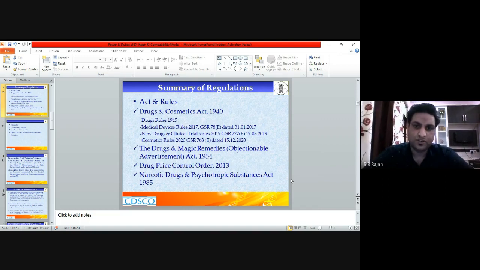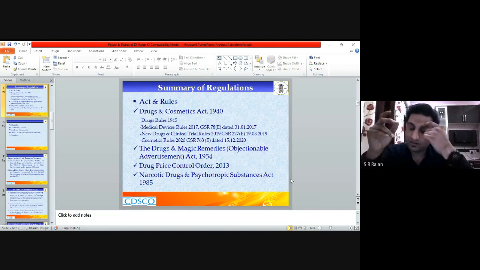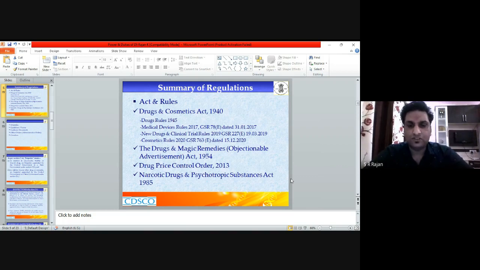Cosmetic Rules 2020 have been separately framed for regulation of these medical devices, new drugs, and cosmetics in the country. Also, the drug inspector comes across the Drugs and Magic Remedies Objectionable Advertisements Act 1954. If someone purports to claim a drug as a magic remedy for the treatment of, like, HIV or baldness, then it covers these types of drugs.